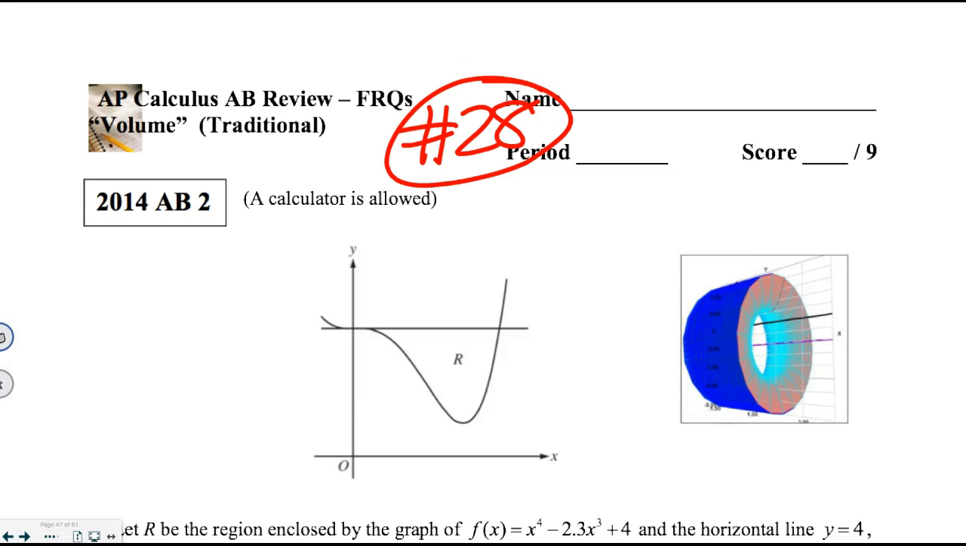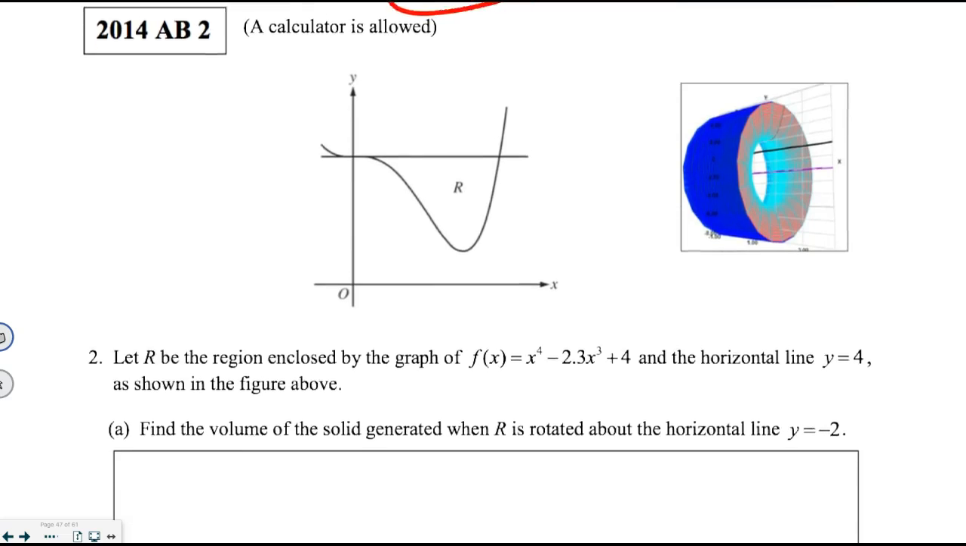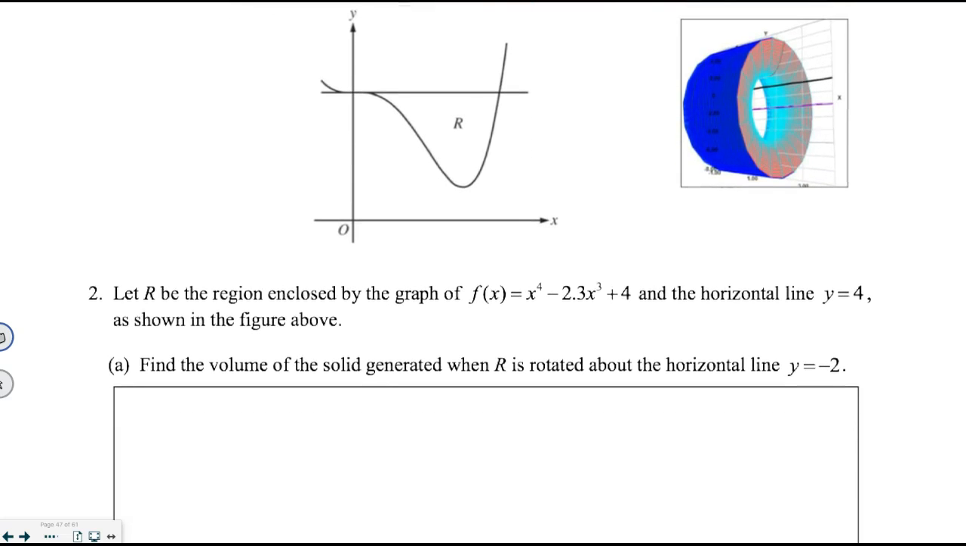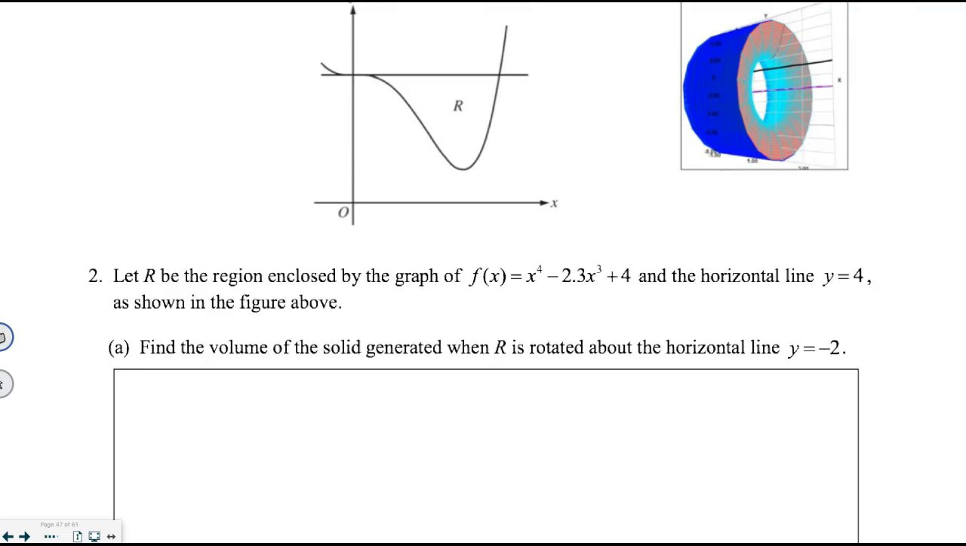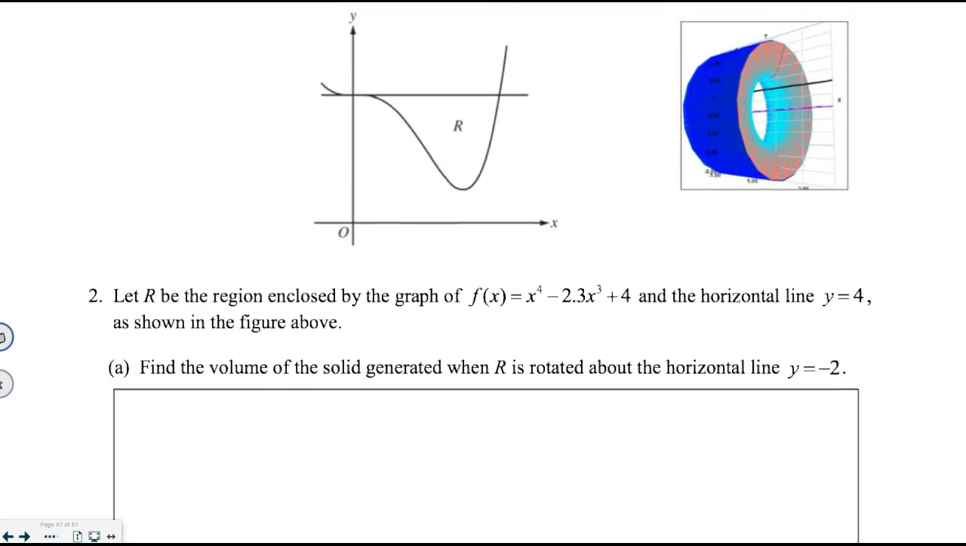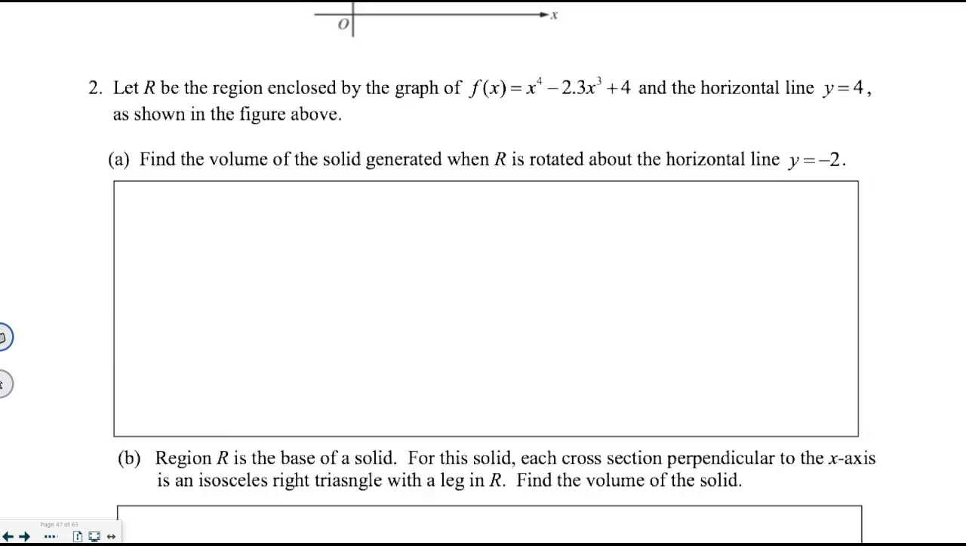But this first one, 2014, is very doable, so it doesn't need much discussion. It's just finding the volume of the solid when we go on a horizontal line. It's a nice dx, okay? And that is the line y equals 4. You'd go down here and be like, oh, washers. But it'd be very doable. So we're not going to discuss part A.